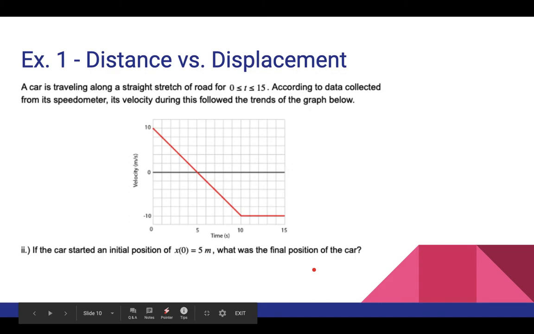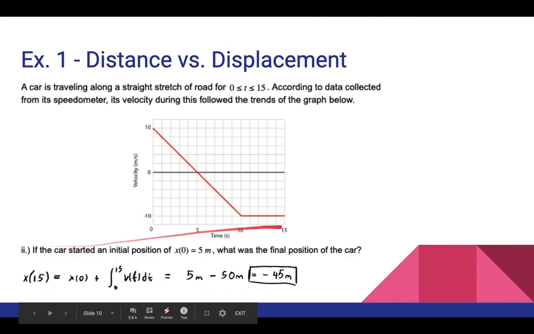Okay? If the car started at initial position of x naught equals 5 meters, what would be the final position of the car? So in this case right here, remember all we do is we take the final position is equal to our initial position plus our change in position. So we're going to take x of 15, which is our final time, equals x of 0 plus the definite integral of our velocity function from t equals 0 to t equals 15. Remember, this definite integral gives us our change in position. So that's going to be 5 meters minus 50 meters, since minus 50 meters is what we found for our change in position in the first part. So as a result, we get that the final position of our car is going to be negative 45 meters.